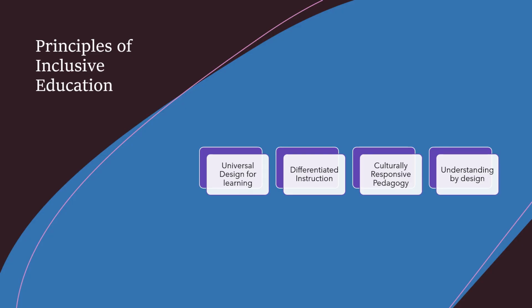For this assignment, we'll be focusing on four principles of inclusive education. The first one being the universal design for learning, then differentiated instruction, culturally responsive pedagogy, and the last one being understanding by design. The universal design for learning can be defined as a curriculum development that gives all individuals equal opportunities to learn. Differentiated instruction can be defined as the practice of modifying and adapting instructions, materials, content, and student projects and assignments to meet the learning needs of individual students.